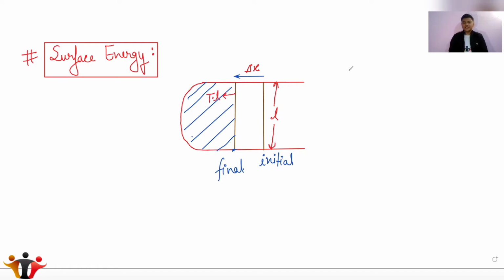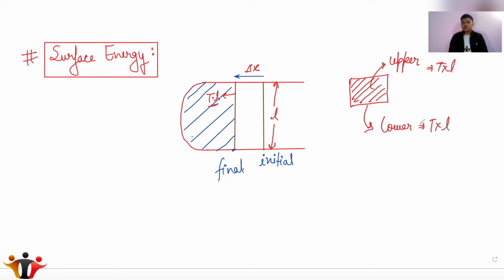Now you see that this film has two free surfaces, one from the upper side, and the same free surface is there from the lower side as well. So what will be the total force? If the force for the upper surface is T into L, similarly for the lower surface it will be T into L. So the total force will be 2 into T into L.